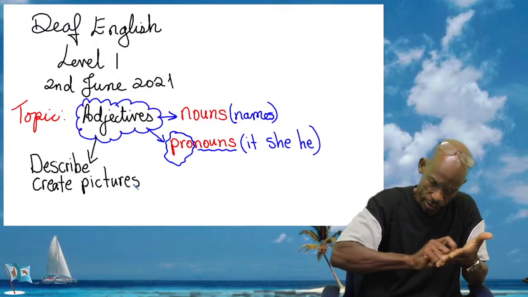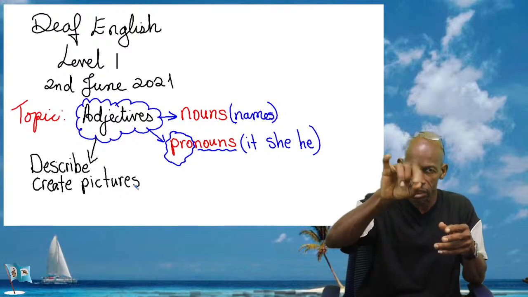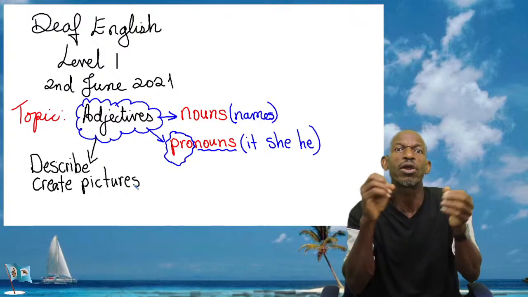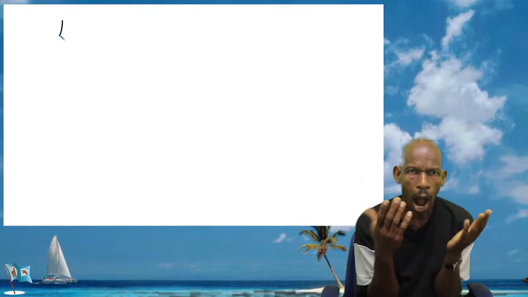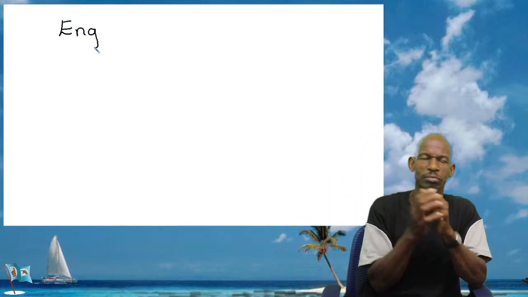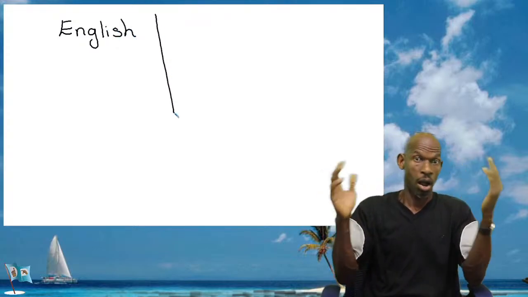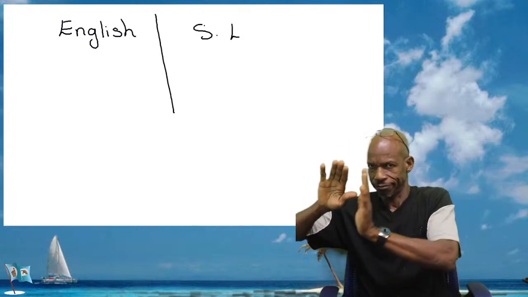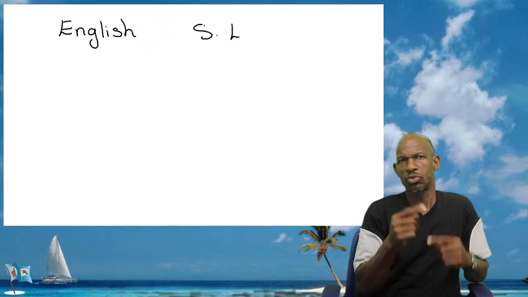In sign language, what do we do in sign language? So in English, we do use the adjectives to make the picture. In sign language, I will go to the next slide. So we have English. I'm just kind of comparing English, and I say sign language, S for sign, L for language. I like a better line than this, so I'm going to just draw over my line.